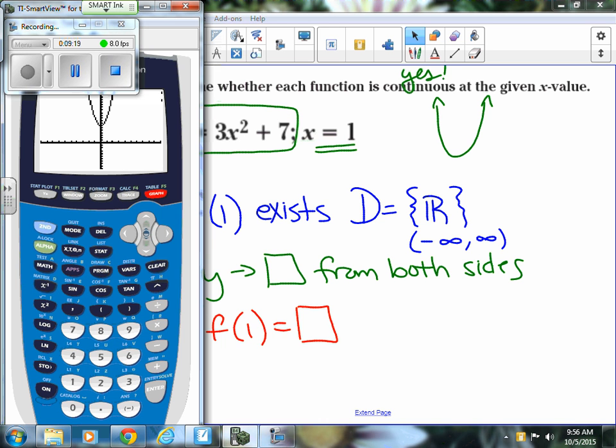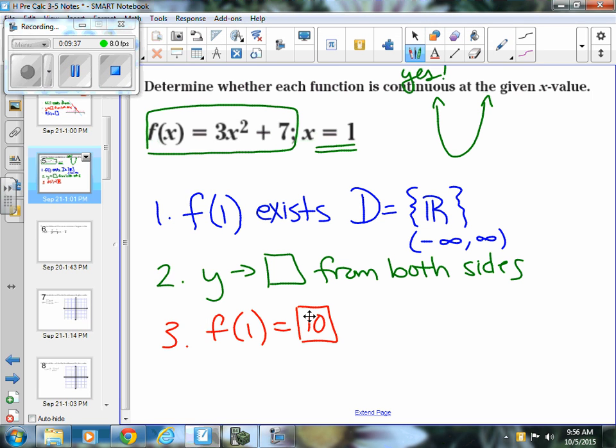Okay, so now when I look at this picture, I want to be able to talk about what is it approaching and what does it equal. So if I just go ahead and put the value of 1 into the equation, so 3 times 1 squared plus 7, or look in my table and see what it is at 1, it looks like it's supposed to be equal to 10. So I can go ahead and fill that in. It's supposed to be 10.